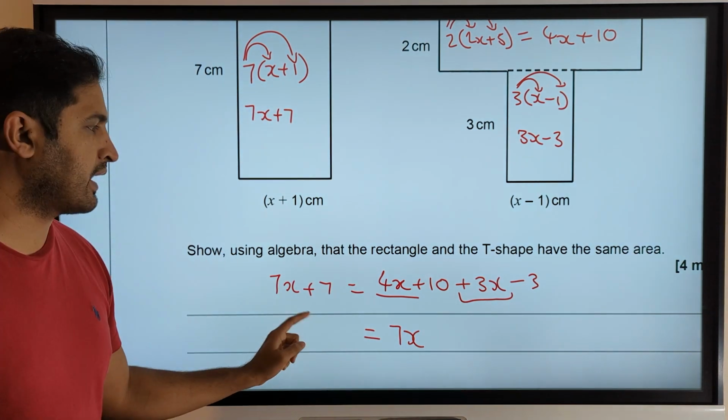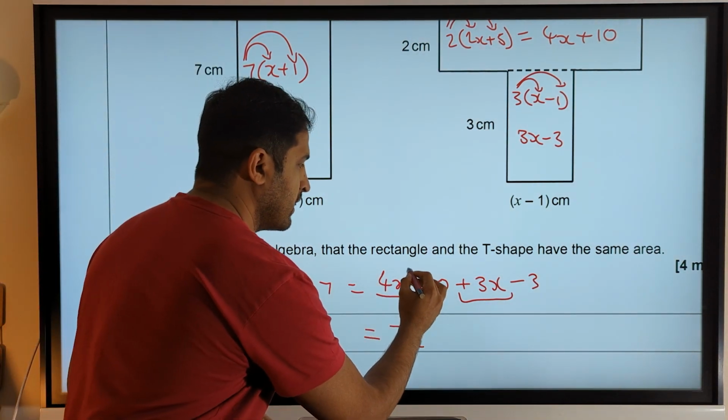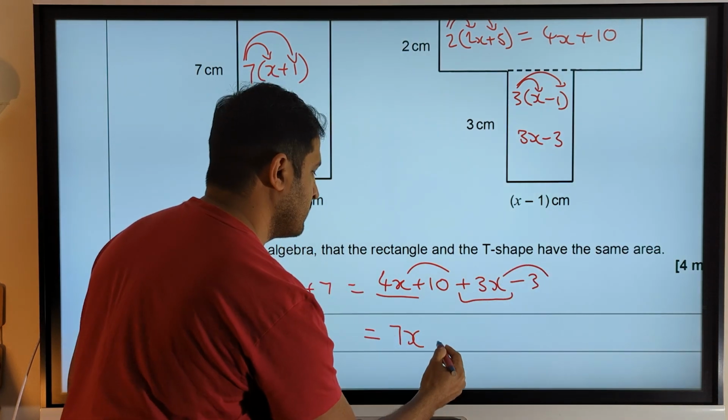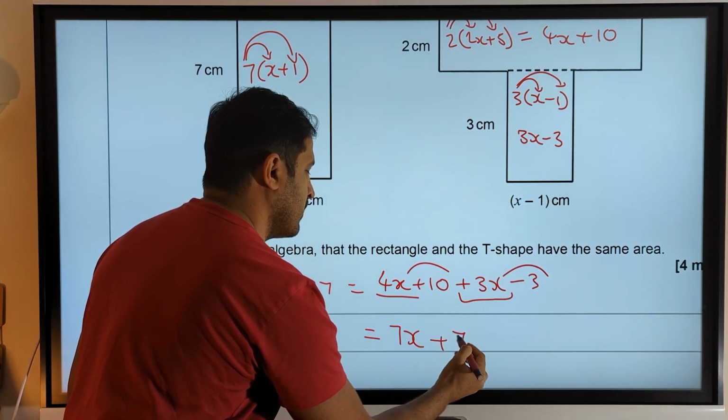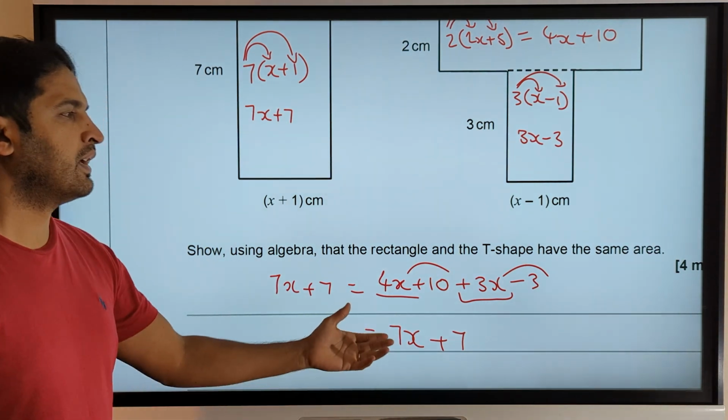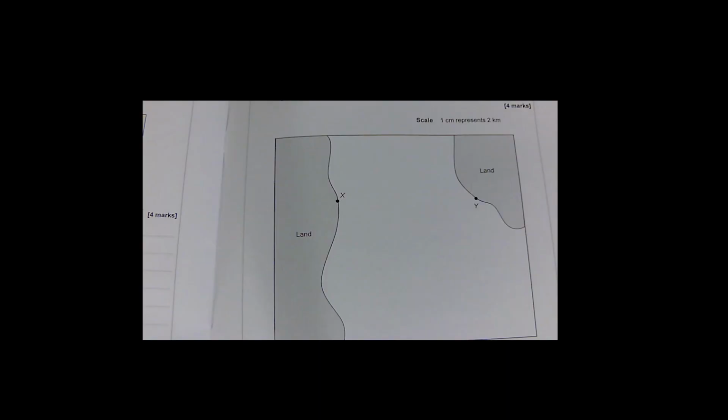So the x's are exactly the same. Now let's work with the numbers. 10 and negative 3 gives you positive 7. So 7x plus 7 is exactly the same as 7x plus 7. So we have actually shown it.